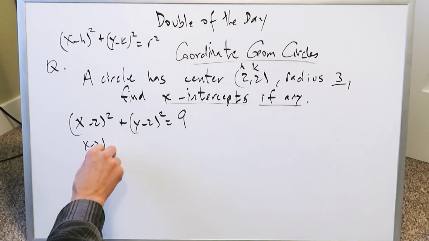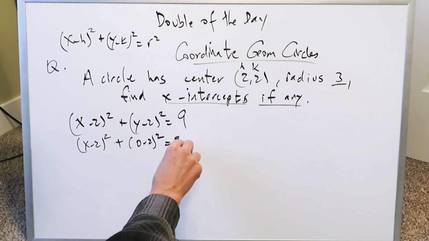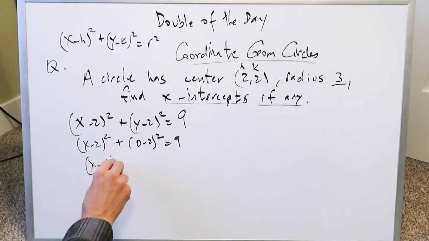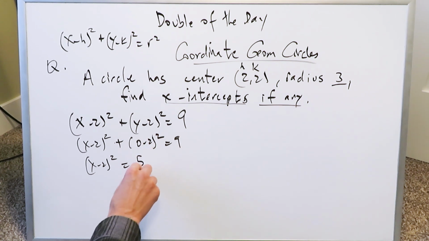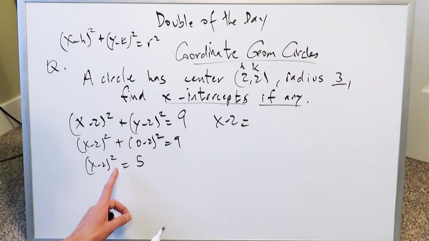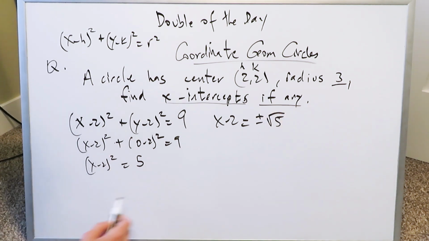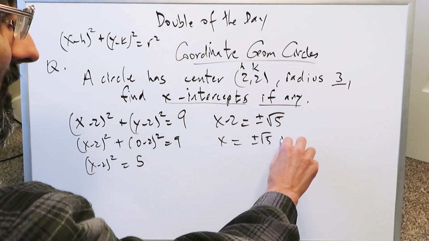You'll have (x minus 2) whole squared plus (0 minus 2) whole squared is equal to 9. You see, I zeroed it out. You'll have (x minus 2) whole squared is equal to 9 minus 4, you'll take the 4 to the other side, you'll have a 5. We're solving for x. x minus 2 is equal to the root of 5, but you can do positive and negative root 5. And then x is equal to plus and minus root 5 plus 2.